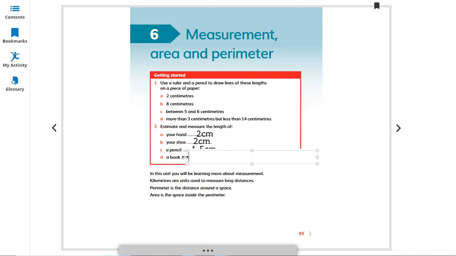Also, in this unit you will learn more about measurement. Kilometer is a unit used to measure long distance, and perimeter is the distance around a space. Area is the space inside the perimeter. So let's start.